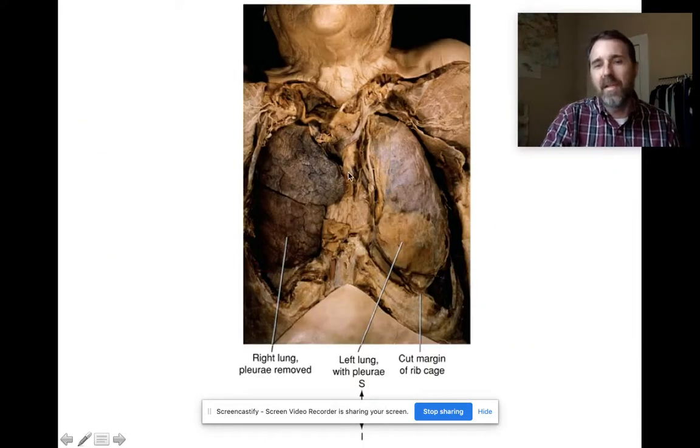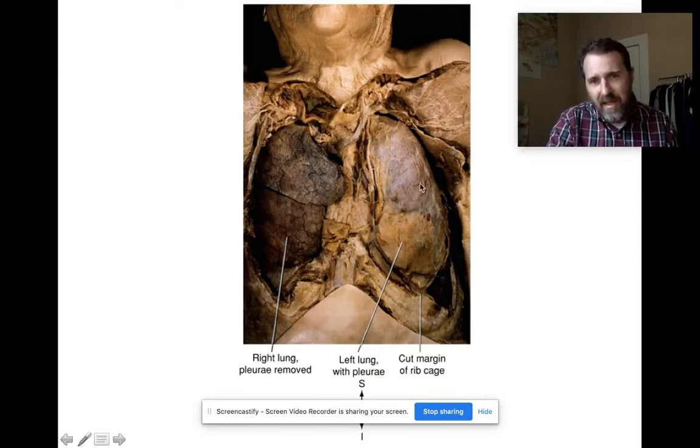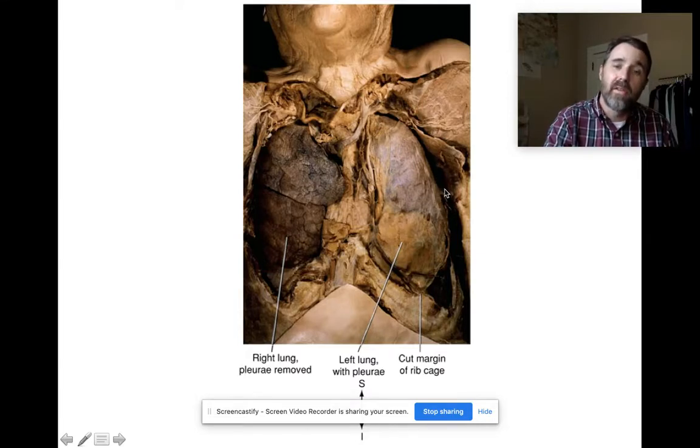Looking at this cadaver here, you can see here, this is a lung with no pleural lining on it. Here, you can see the visceral pleura still on the lung, and you can see the parietal pleura here on the inside of the thoracic cavity.